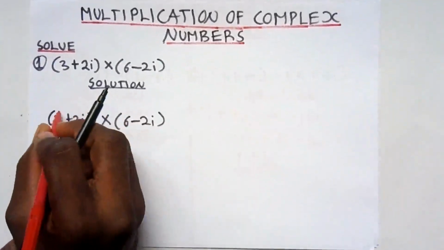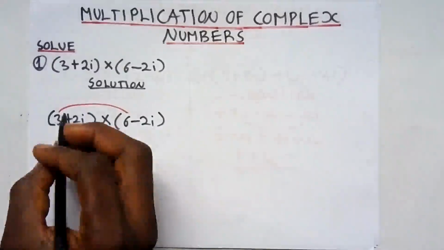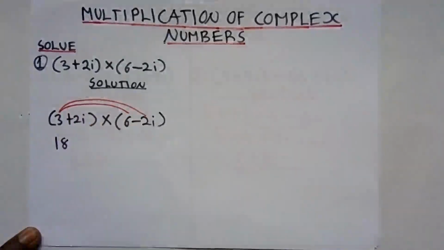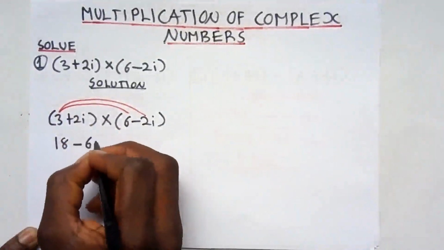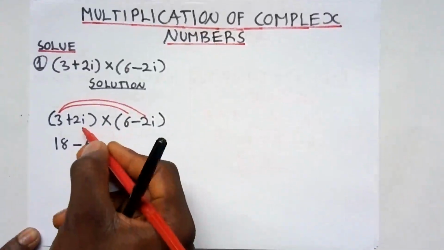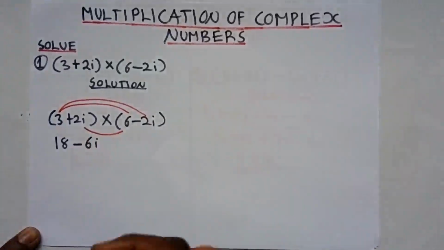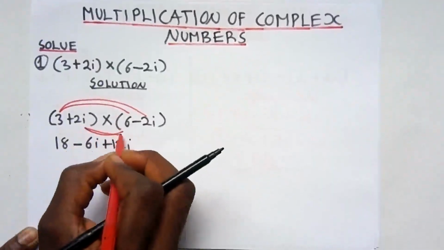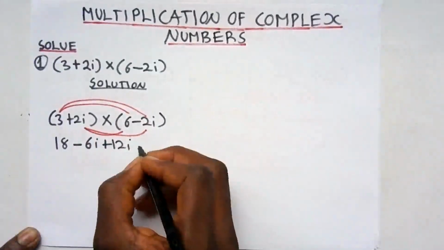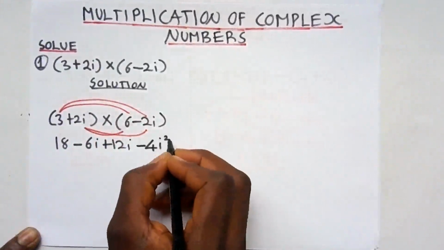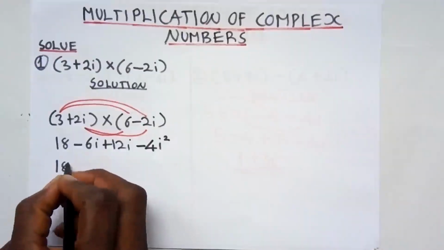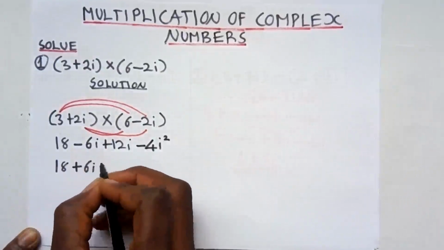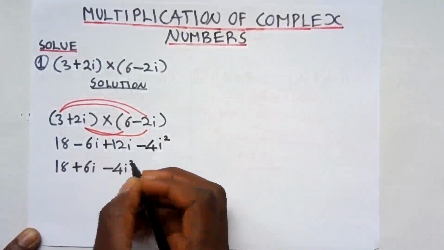Just follow the pattern. 3 multiplied by 6 gives us 18. 3 multiplied by minus 2i gives us minus 6i. 2i multiplied by 6 gives us plus 12i. And 2i multiplied by minus 2i gives us minus 4i squared. So 12i minus 6i gives us plus 6i, minus 4i squared.